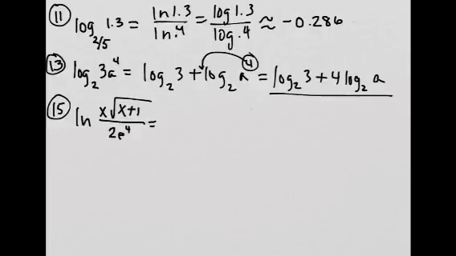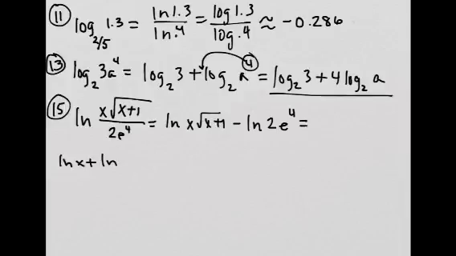Alright, 15, we're expanding this. So again, I see the log of a quotient, which will become the difference of the logs. So natural log of x, square root of x plus 1, minus natural log of 2 e to the 4th. Now I see two products, right? I see a product right here, the log of a product, and then there's a log of a product right here. So I'm going to separate that as the sum of two logs. So natural log of x plus natural log of, and I'm going to write it as x plus 1 to the 1/2.